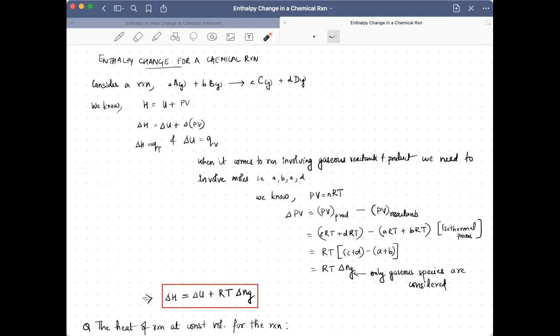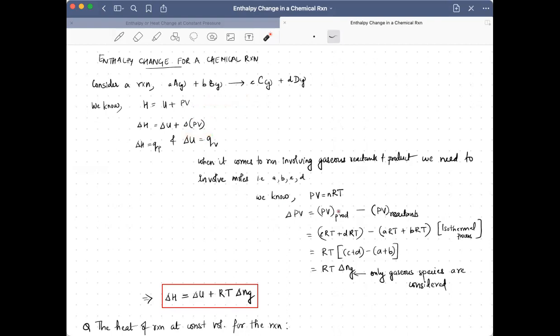Okay. And we can easily calculate delta H and delta U because delta H is equivalent to heat change at constant pressure. At the same time, delta U is equivalent to the heat change at constant volume. However, how to calculate this particular term is the tricky thing when it comes to the chemical reaction. So we need to convert this into a format which we can easily understand in terms of chemical reaction.